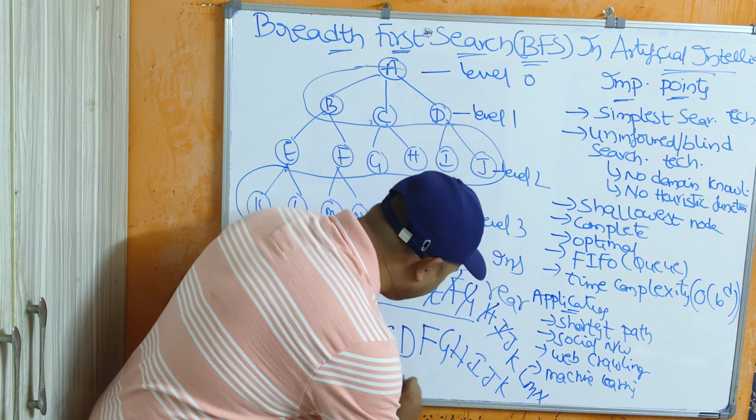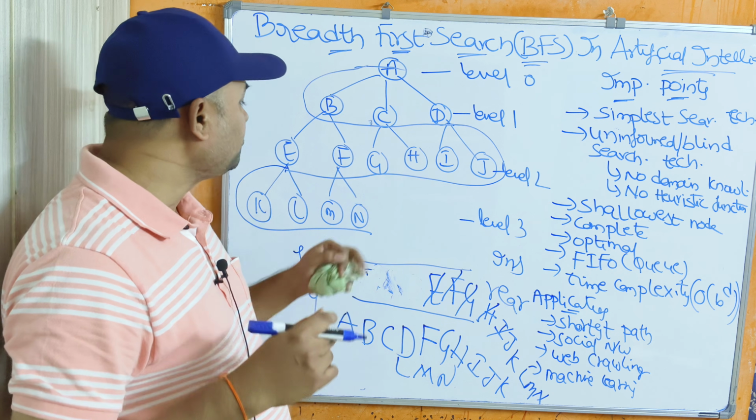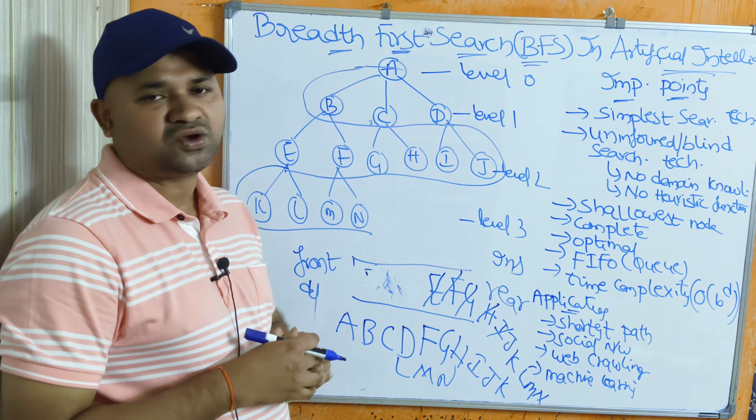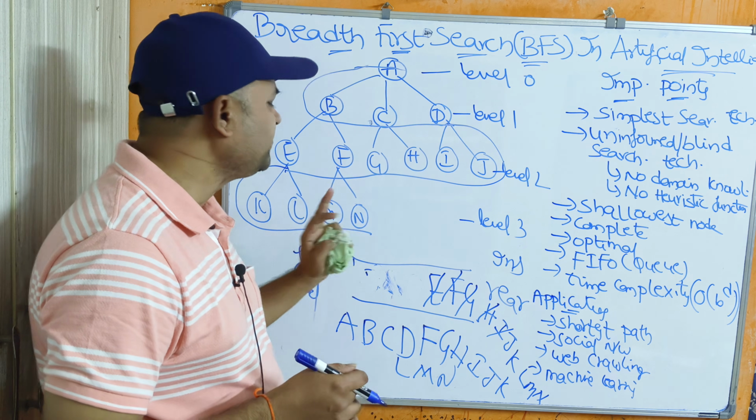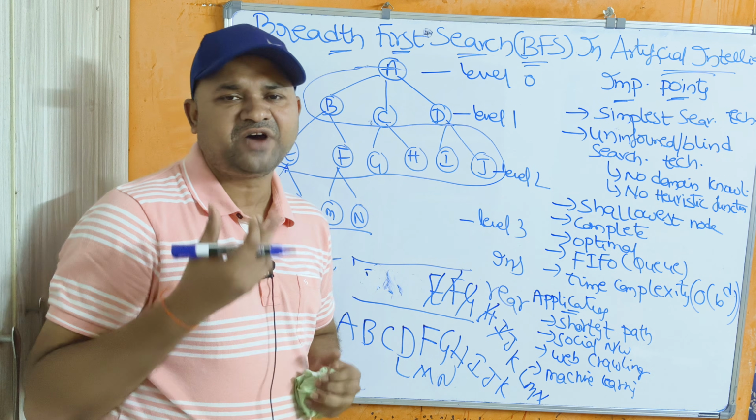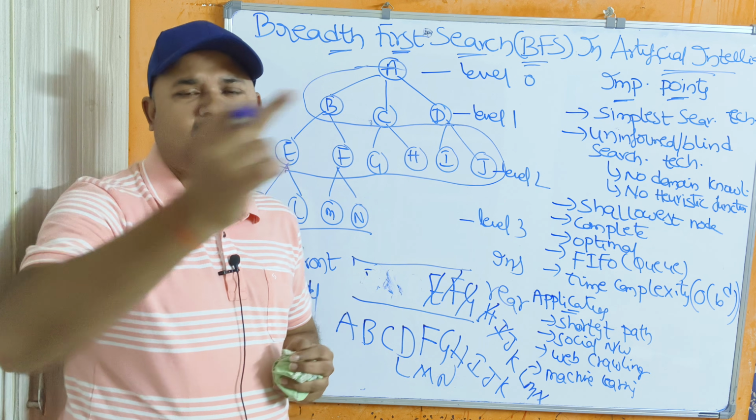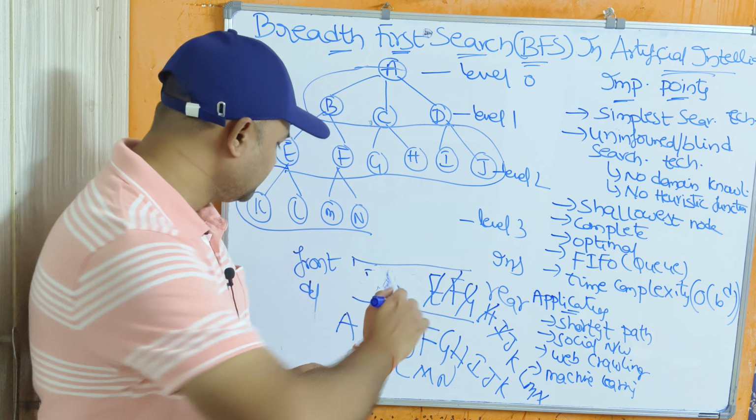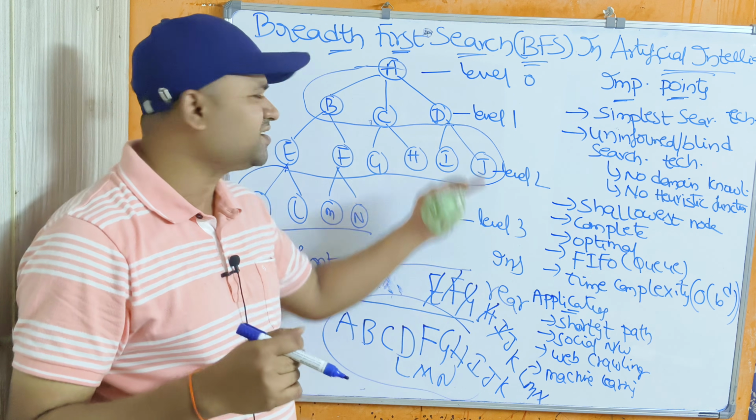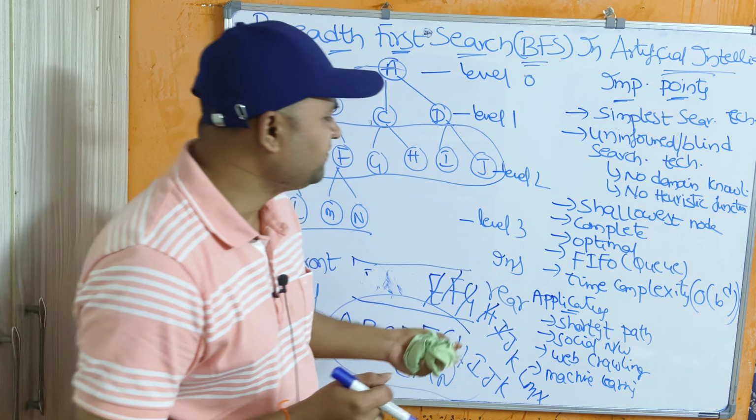Next, K, L, M. So if N is the goal node, then we have to determine the shortest path from the starting node to the goal node. So that is our aim here. And one more aim is, by using BFS, we can traverse all the nodes of the graph exactly once. We can call this a graph or a tree also. So in this way we can do the BFS.